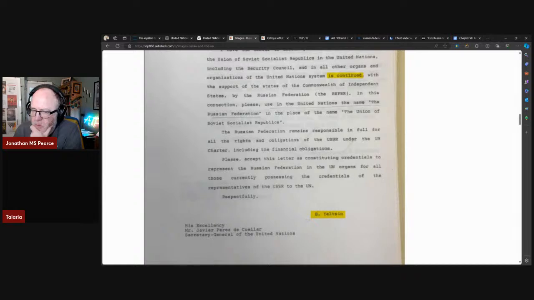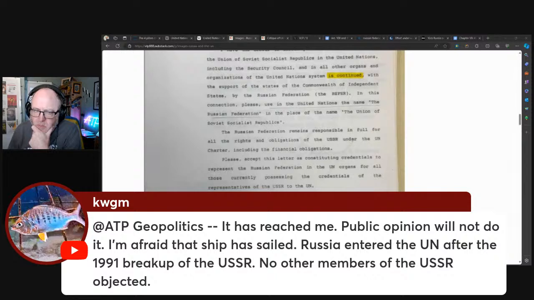But we've waited and we've seen what happened. We've seen well and truly enough. Yeah, and just to, I presume, I don't know if this is a pro-Russian troll or something. Public opinion will not do it. I'm afraid the ship has sailed.